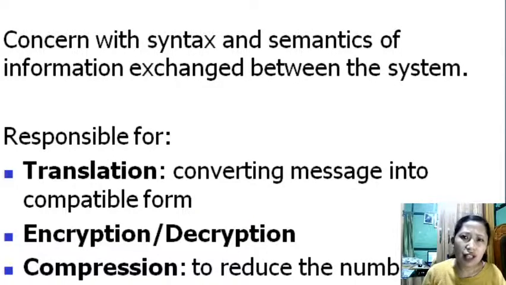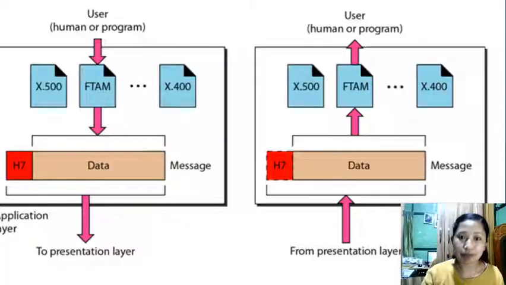So if there is a very large number like 1000, instead of writing 1000, let me write 100 100 and 10. We will see the details of this later on. So we can reduce the total number of bits in the multimedia data by using the compression function.